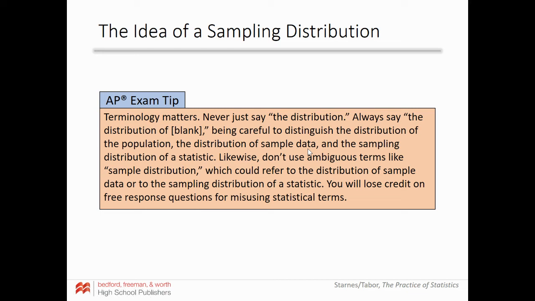Terminology matters. Never just say the distribution. Always say the distribution of blank or the sampling distribution of blank. You should always define your distribution. Be careful to distinguish the distribution of the population, the distribution of the sample data, and the sampling distribution of a statistic. Likewise, don't use ambiguous terms like sample distribution. Give it a specific name, because that could refer to the distribution of the sample data or the sampling distribution of a statistic. You will lose credit on free response questions for misusing statistical terms. So be very specific when you define what the distribution is that you're talking about.